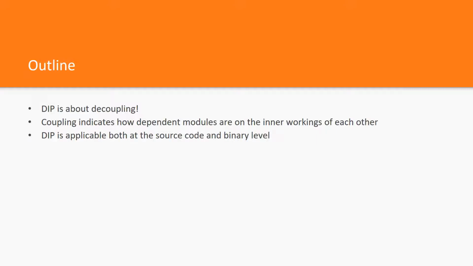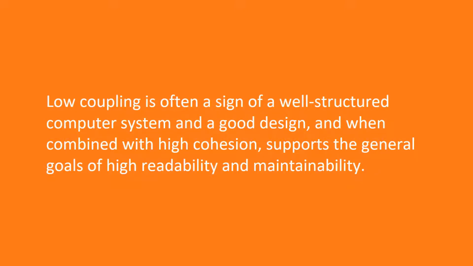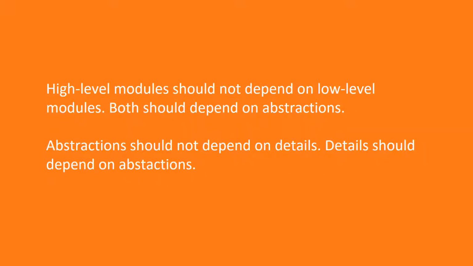The DIP is applicable at different levels, at the source code level and the binary level. If you look at Wikipedia, you'll see that low coupling is often a sign of a well-structured computer system and a good design, and when combined with high cohesion, supports the general goals of high readability and maintainability. Well said indeed. So, what is the formal definition?